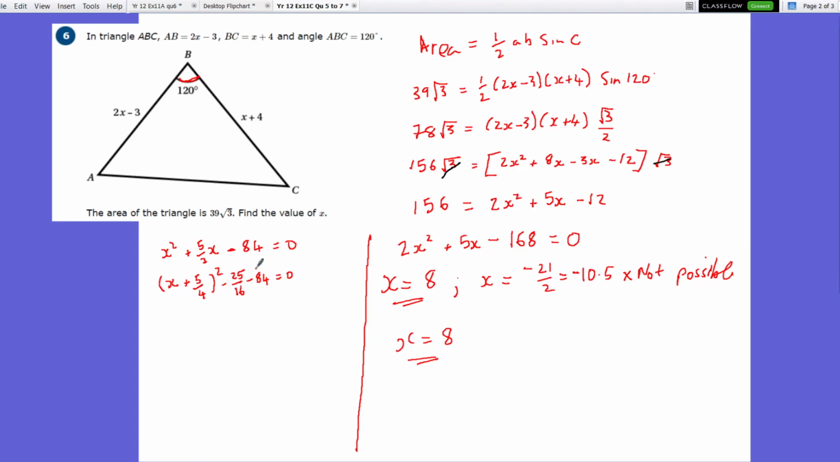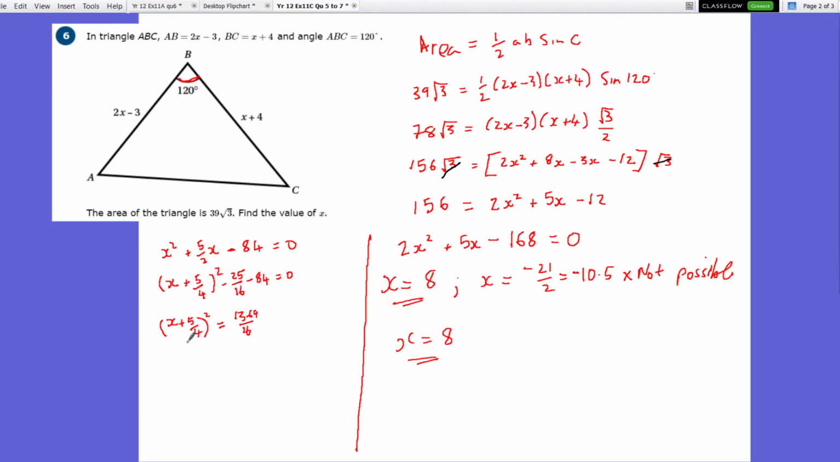Now if I do 25 over 16 and take away 84 from it, I'm going to get a very large number, which is minus 1369 over 16. So I get x plus 5 over 4, keep the square there, minus 1369 over 16. Now if I take that to the side, it becomes a positive, so I put equals there.